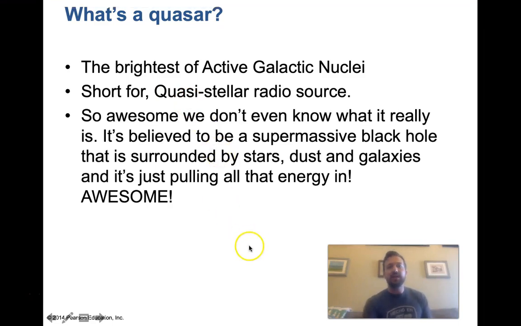We're not really too sure exactly what a quasar is, but we're pretty sure it's a bunch of gas and stars surrounding a black hole, and the black hole's just sucking it all in. So really what you're seeing is the light of all those things that are about to hit the event horizon, and it makes it super bright. So it's not actually emitting this light, it's the light that is around it that's making it so bright. And these are like the brightest things in the universe.